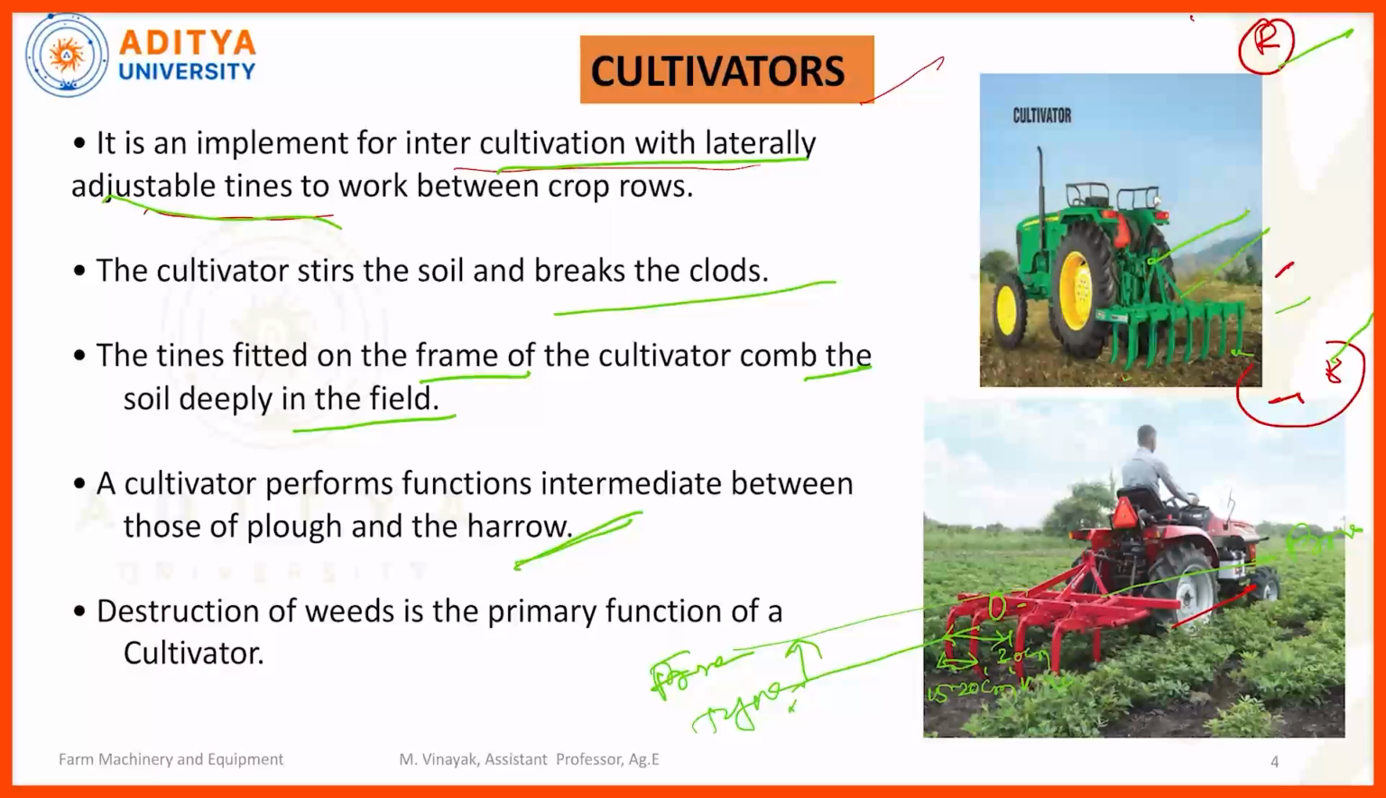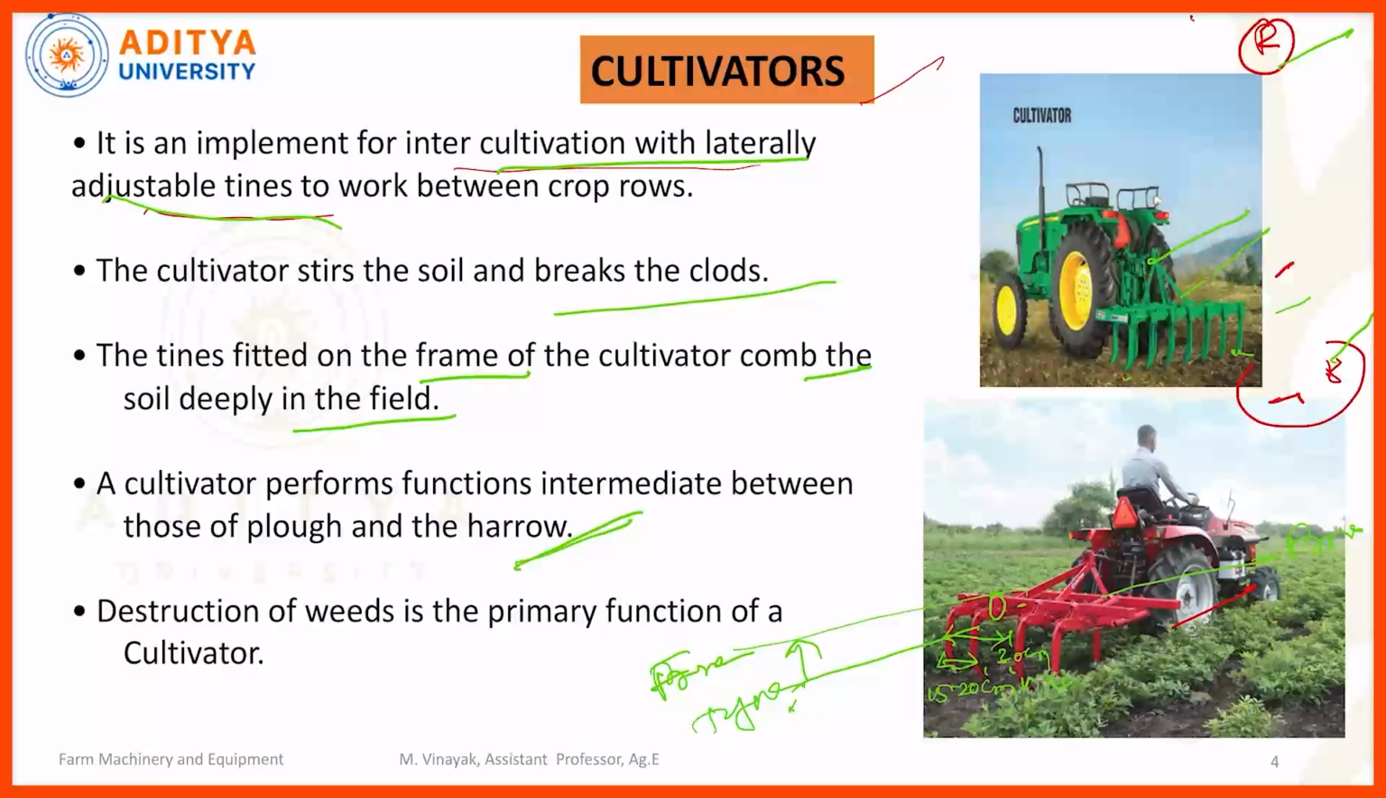So by using the cultivator, most farmers use it for intercultural operations, like removing weeds from the field, as well as for earthing operation. Some farmers go for the cultivators. Here we can see the cultivator operation in the field. This one is actually a groundnut field, I think.